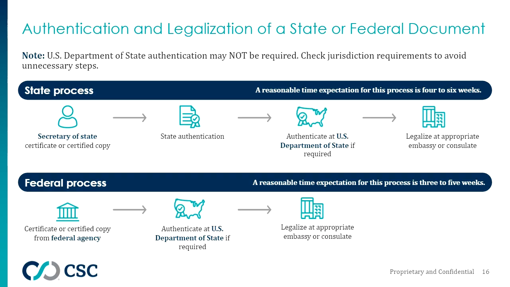Okay. So the state process for a state document, again, the document is issued by the Secretary of State's office. They, rather than putting an apostille on it, would authenticate the document. And then the document would go to the U.S. Department of State for their authentication, and finally to the embassy or the country's consulate for legalization. Just keep in mind that not all countries require you to have U.S. Department of State's authentication. The federal process is somewhat the same. You have a federal document, it's authenticated with the U.S. Department of State's office, and then legalized by either the embassy or the consulate.